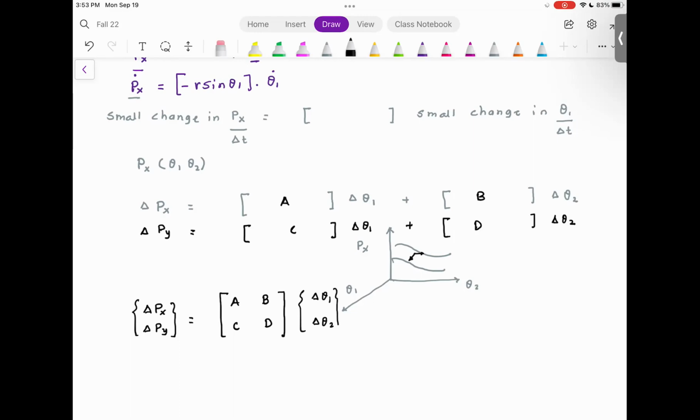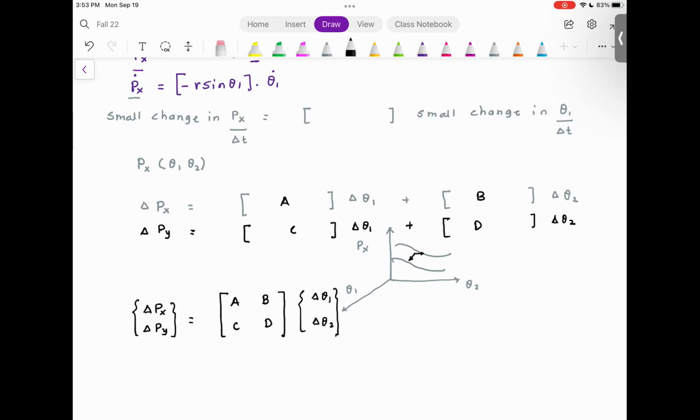So Jacobian is nothing but the relationship between the overall change and the changes to its individual components. Once again, Jacobian gives you the relationship between the overall change and the change of the individual components.